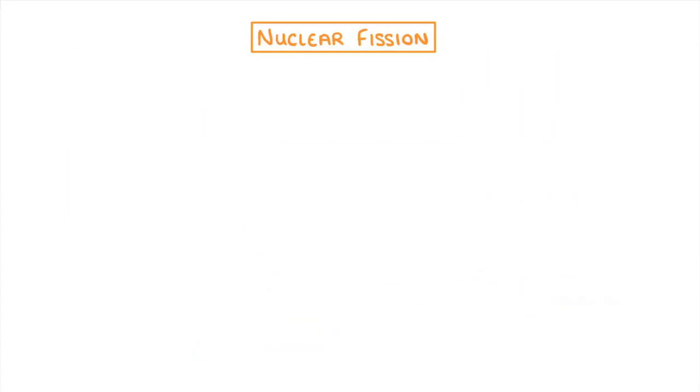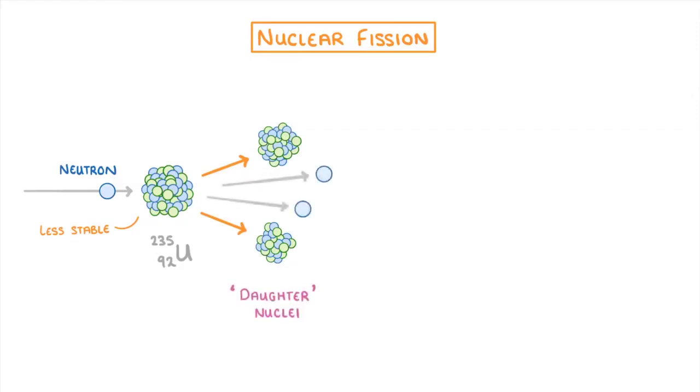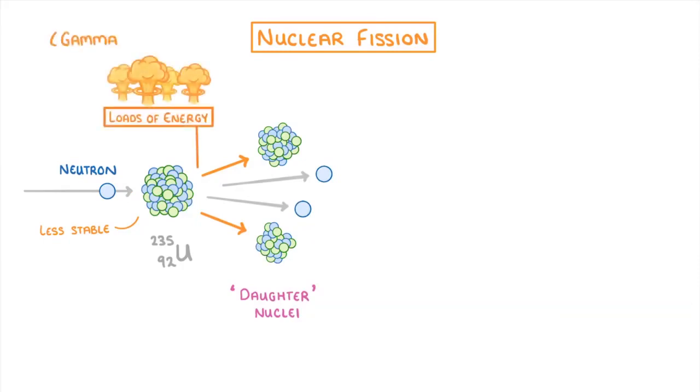To understand how the process works, let's go through the steps. As we said, we start off with a large unstable nuclei, like uranium-235, and we fire a relatively slow-moving neutron at it. This addition of a neutron to the nucleus makes it even less stable, and causes it to split apart into two smaller nuclei, that we call daughter nuclei. It also releases 2 or 3 more neutrons, and importantly, loads of energy in the form of gamma radiation.